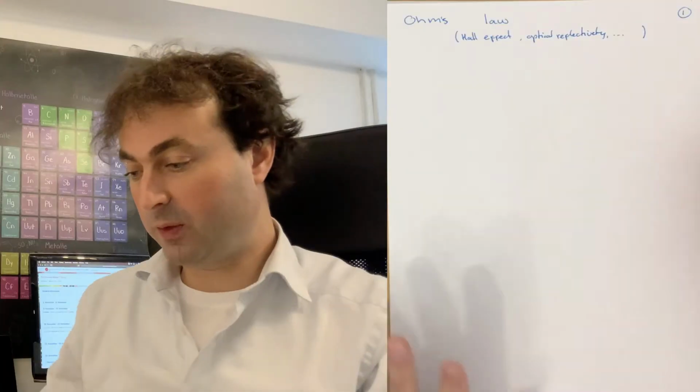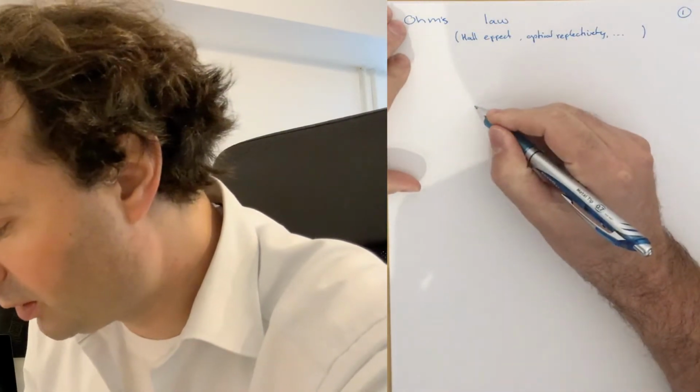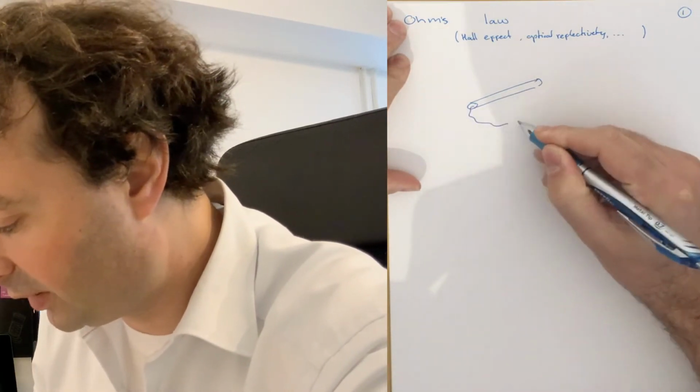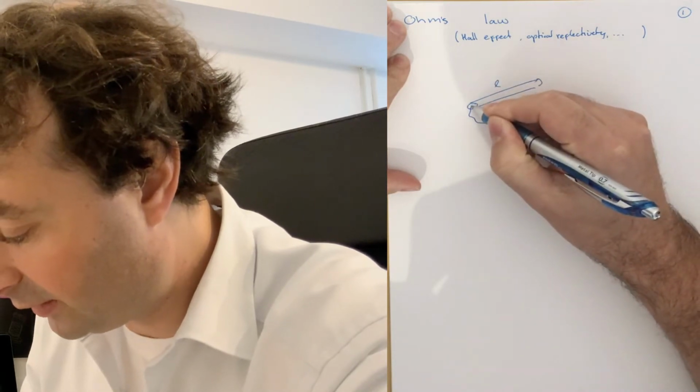In this video I want to talk about Ohm's law and how to describe this within the Sommerfeld model. And what we will see is that the description actually is very similar to what we've already done in the Drude model, and therefore we can extend the findings and the methods that we derive here to also describe the Hall effect and the optical reflectivity, and we basically will find the same results as we had in the Drude model.